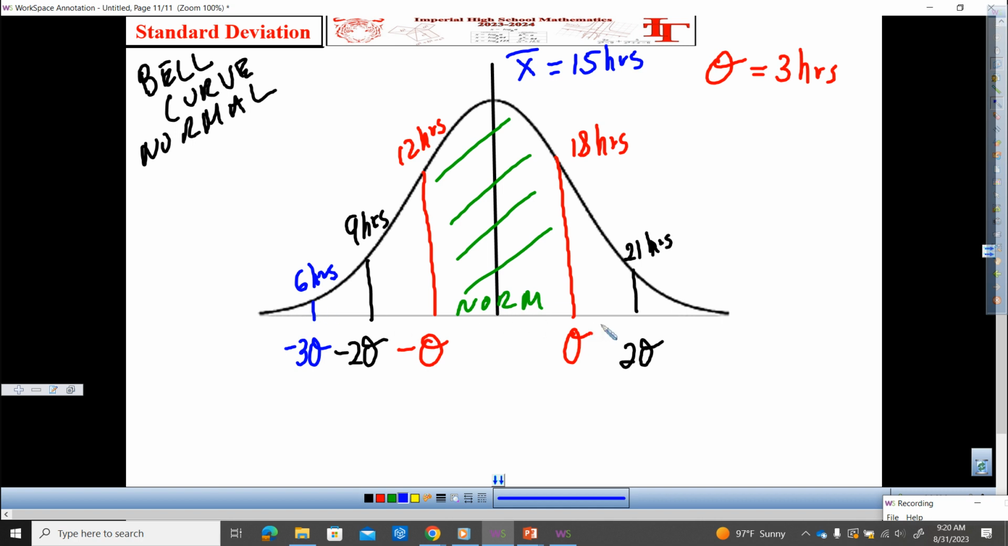However, the positive red flag is a positive third standard deviation. And this person is at what now? How many hours? 24 hours. That's a lot of studying, right?